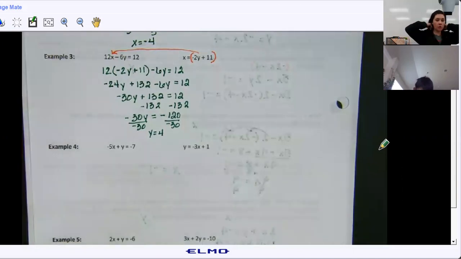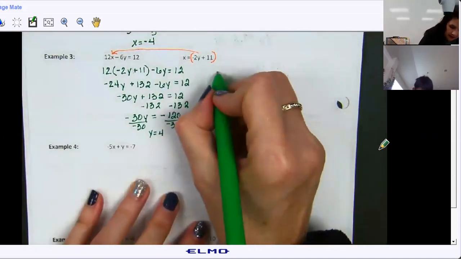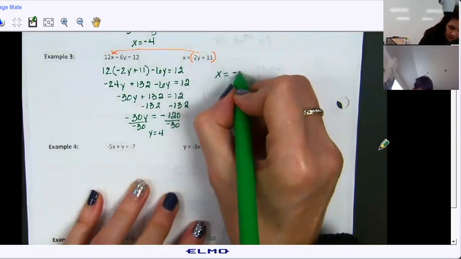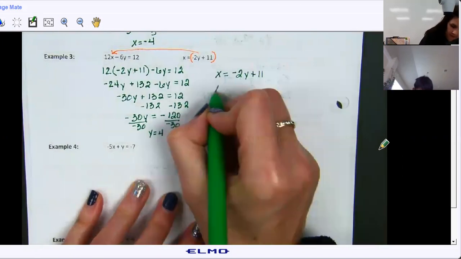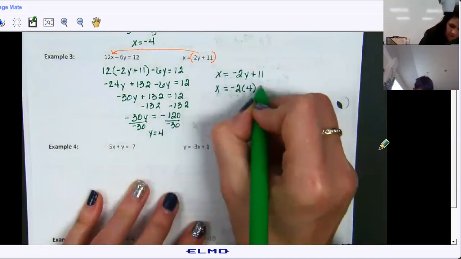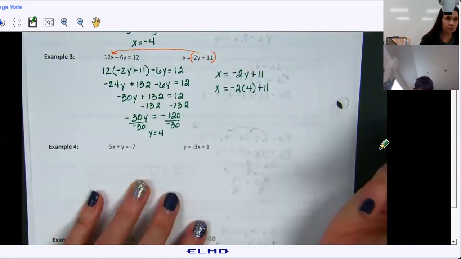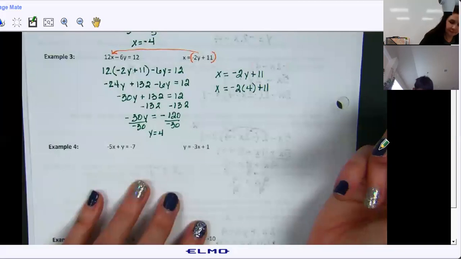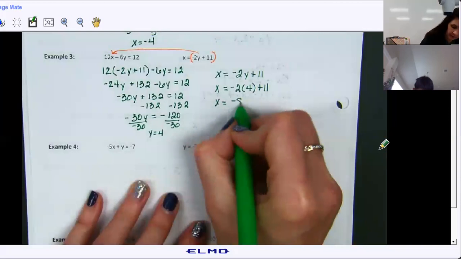And so now I am going to choose an equation. I'm going to choose this second one. It just looks easier to solve. And I am going to plug or substitute 4 in for my y. Okay. And you should be able to solve that without me. And then don't look up here until you're done because you want to make sure you understand how to do this.